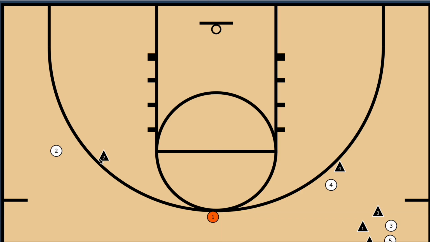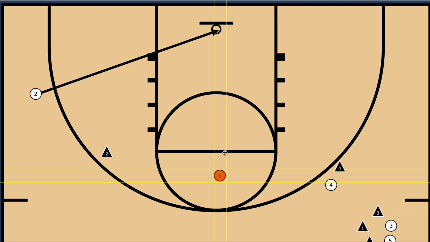But what I need you guys to keep in mind, and this is what I'm always talking about, when I say keep yourself between your man and the basket, wherever your man goes, this is the most ideal path for them. This is the easiest and the fastest way for them to get to the rim. So if the ball is rebounded anywhere near here, they are in the easiest path to it, right?